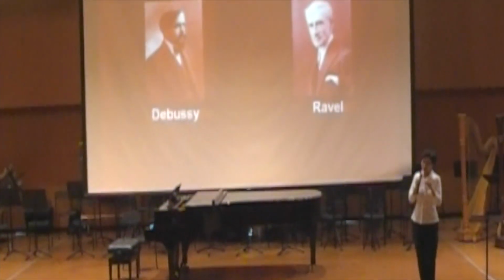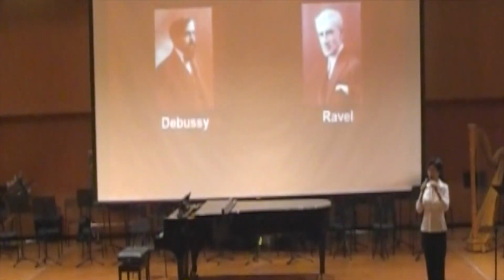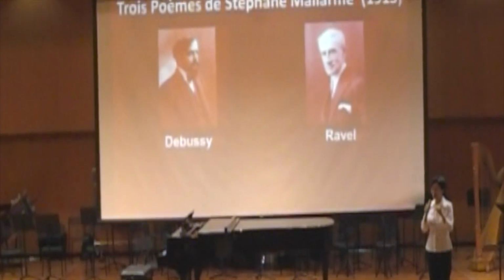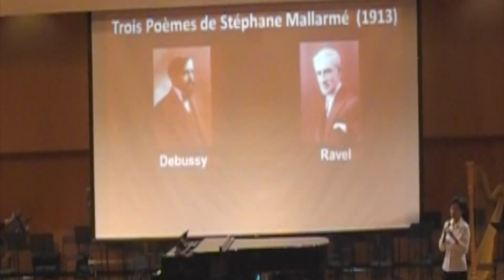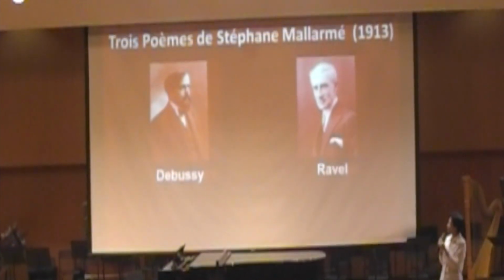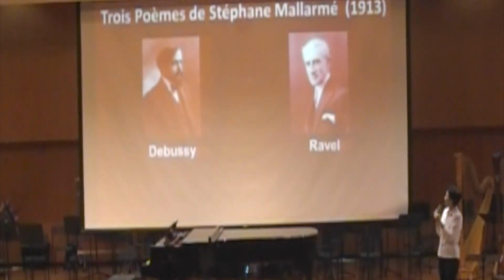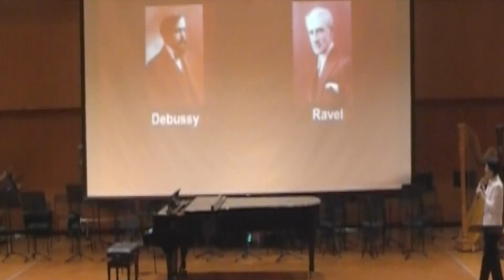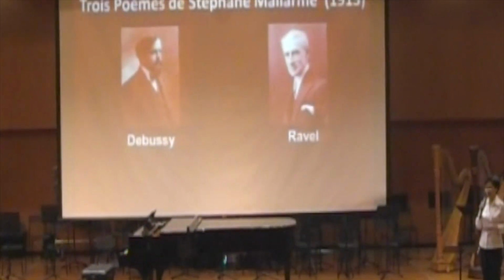So before we go to La Mer, which is more an impressionistic piece, let's listen to some symbolist literature set to music. First, the 3 poems by Stéphane Mallarmé, by Debussy, and then by Ravel. Thank you.